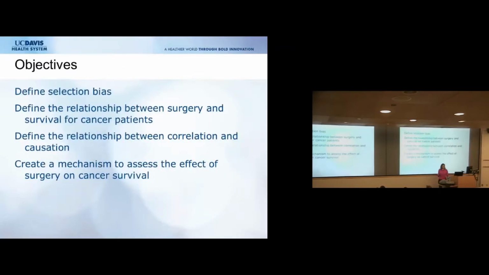So this morning we're going to talk about a few things. We're going to talk about selection bias. We're going to talk about the relationship between surgery and survival. And then we're going to discuss the relationship between correlation and causation. And also we're going to talk about creating a mechanism to assess the effect of surgery on survival. So let's get started with selection bias.